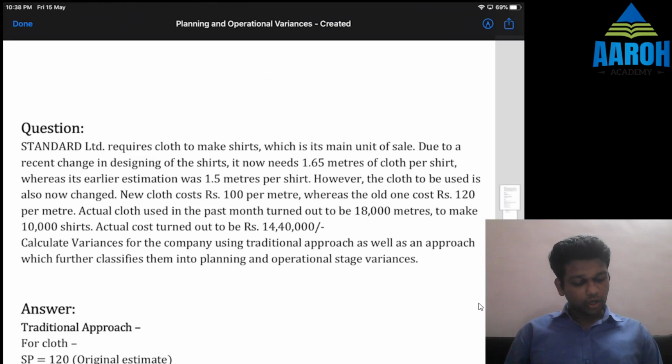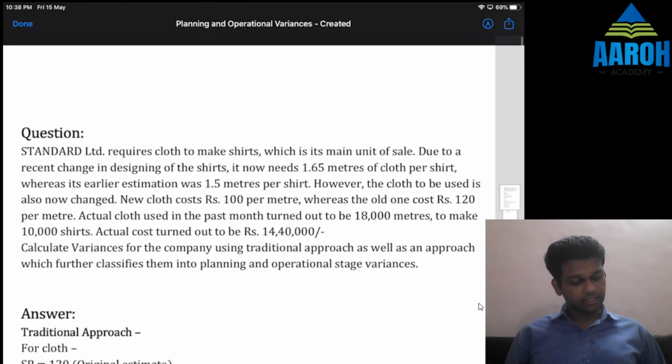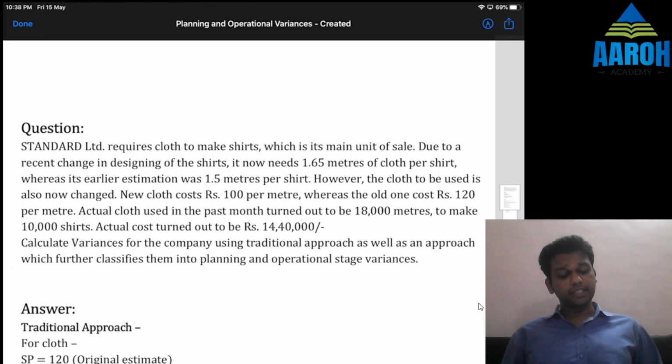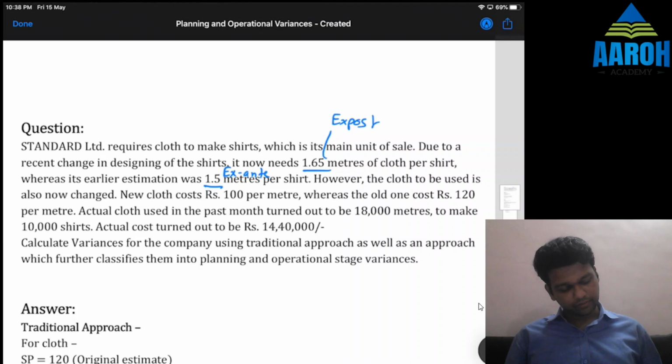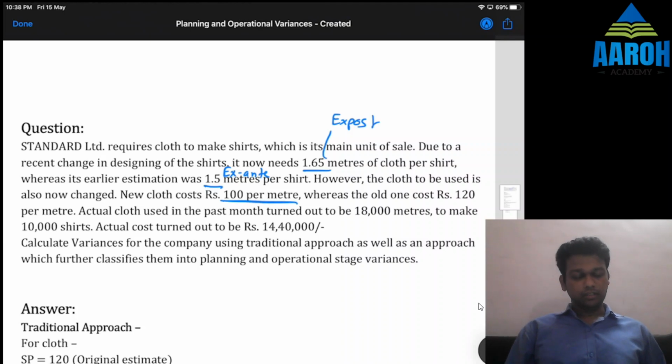Standard Limited requires cloth to make shirts, which is its main unit of sale. Due to a recent change in designing of the shirts, it now needs 1.65 meters of cloth per shirt, whereas its earlier estimation was 1.5 meters per shirt, right? So is this 1.5 ex ante or ex post? Ex ante standard. This 1.65 is the ex post standard because of some change, right? However, the cloth to be used is also now changed. New cloth costs 100 per meter, whereas the old one cost 120 per meter. So that also changed. So again, our planning went wrong.